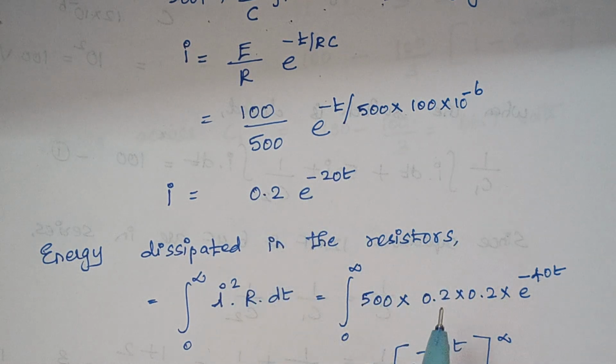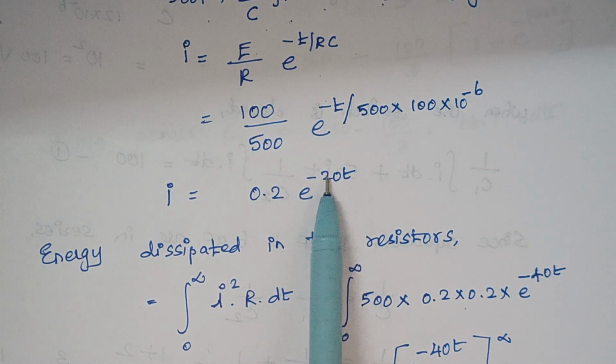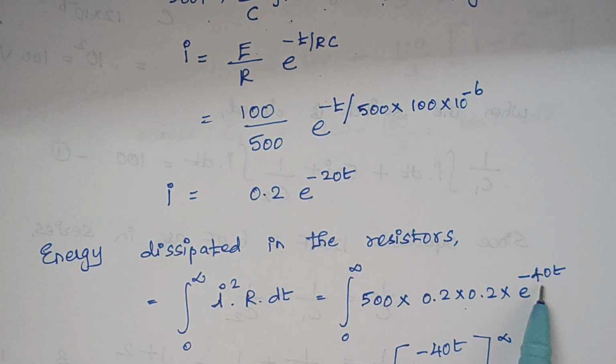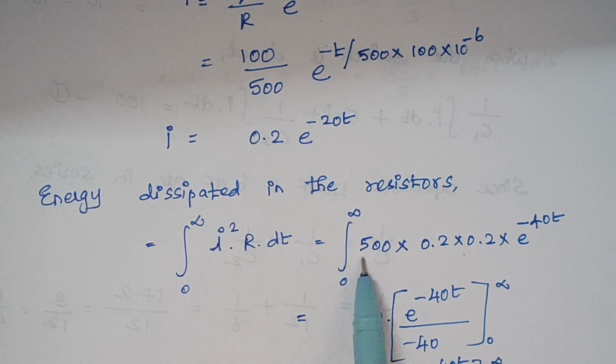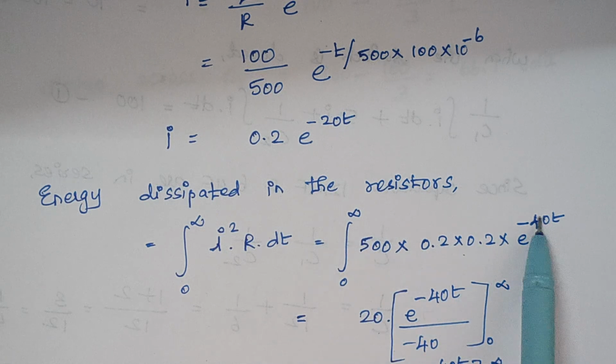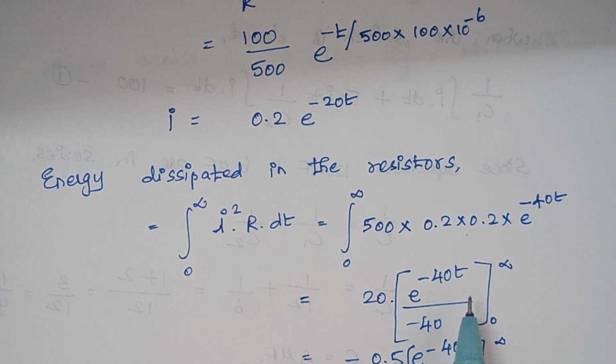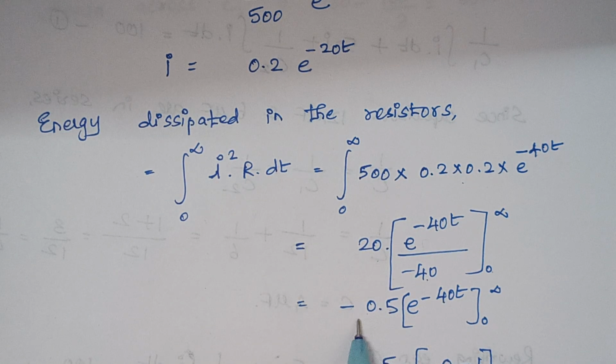When you square it, 0.2 becomes 0.2 into 0.2, and whenever you square an exponential term, you just multiply the exponent by 2. So that becomes minus 40t. Once you solve, 500 into 0.2 into 0.2 becomes 20. Next, when you integrate this part, e to the power minus 40t gives e to the power minus 40t divided by minus 40, with the limits again 0 to infinity. Now 20 by minus 40 becomes minus 0.5, and the exponential term remains as such.